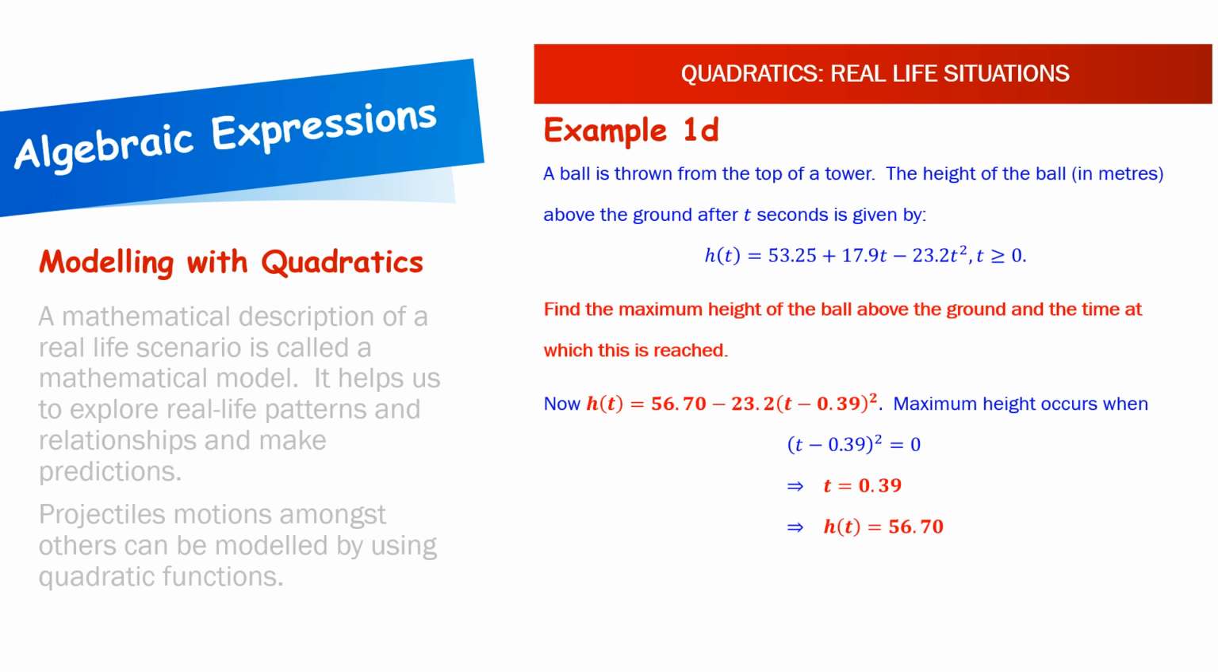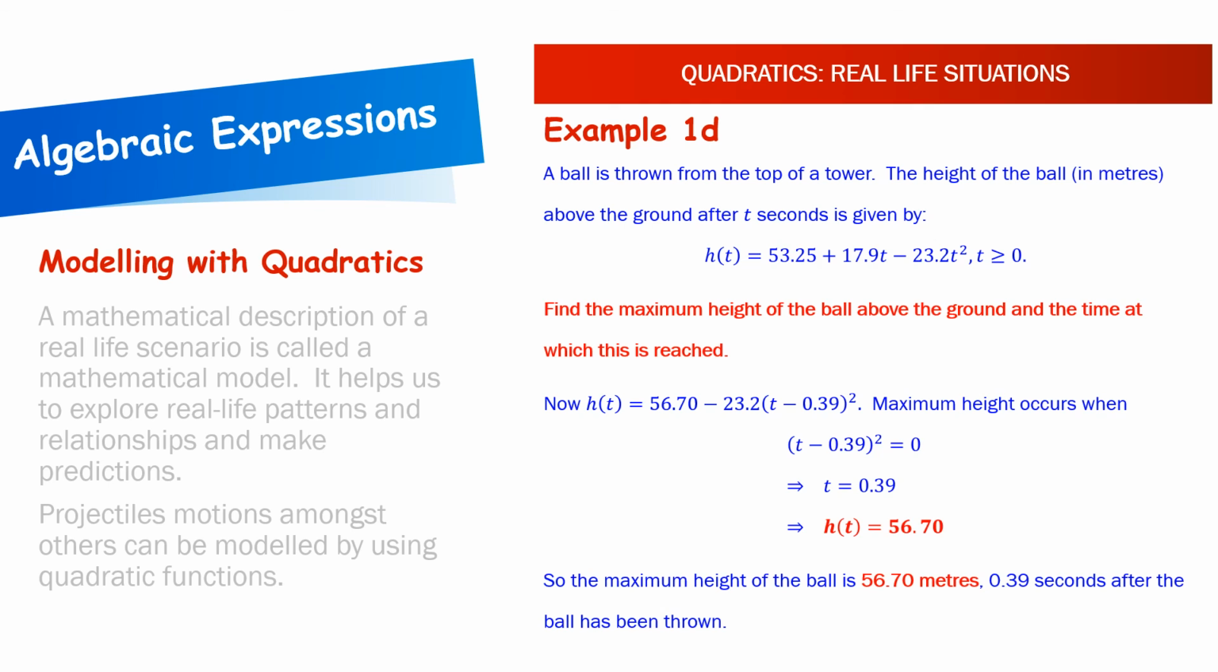And plugging this into our equation gives us that h of t is equal to 56.70. So the maximum height of the ball is 56.70 meters, 0.39 seconds after the ball has been thrown.